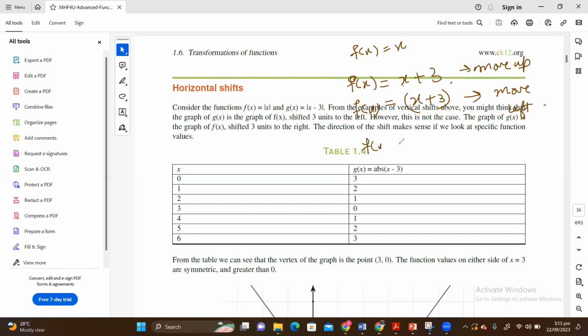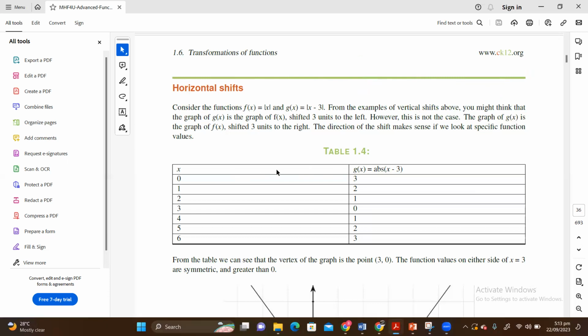And if f of x is equal to x minus 3, the intuition says to move left, but you need to move right. In the horizontal case, it's opposite. Let me write it down. Now we have x, and g of x is the absolute value of x minus 3.